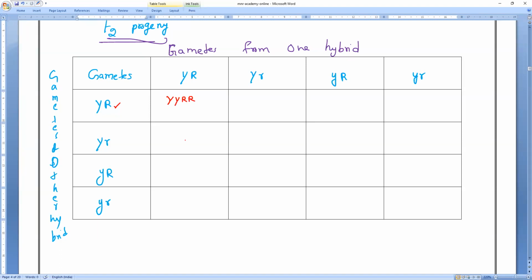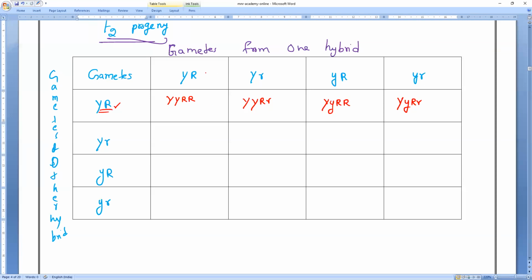Everyone understood? So now all are capital letters. So is it pure homozygous or heterozygous? Everybody? Homozygous. Very good. Next, capital Y, capital Y, capital R, small r. Capital R, small r. Over. Next, capital Y, small y, capital R, capital R. Over. Next, capital Y, small y, capital R, small r. Everyone understood? Please respond. Yes, clear.